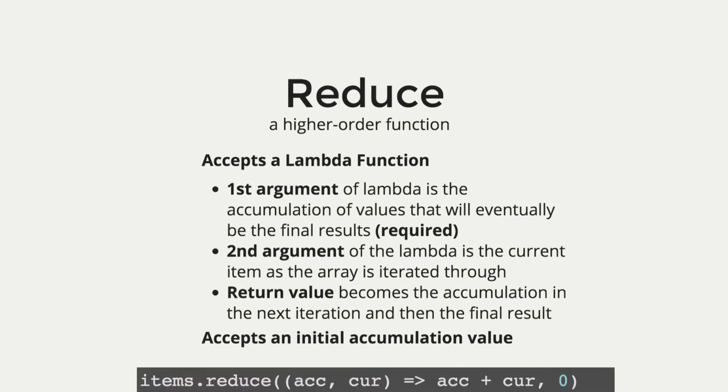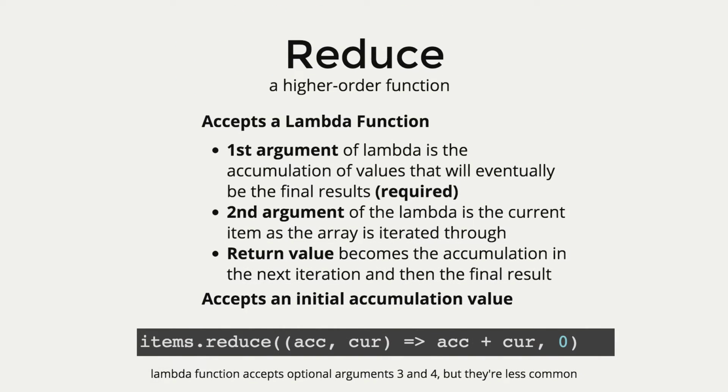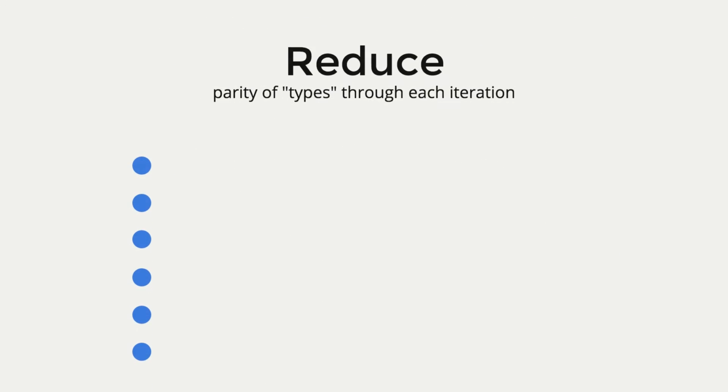Okay, so this is what the reduce signature looks like, right? Reduce takes two arguments, a lambda function and an initial accumulation value. The lambda function generally takes two arguments. The first one will be the accumulation as you're iterating through. The second one will be the current item. Okay, with me? Kind of? Enough to hopefully make this slide make sense?